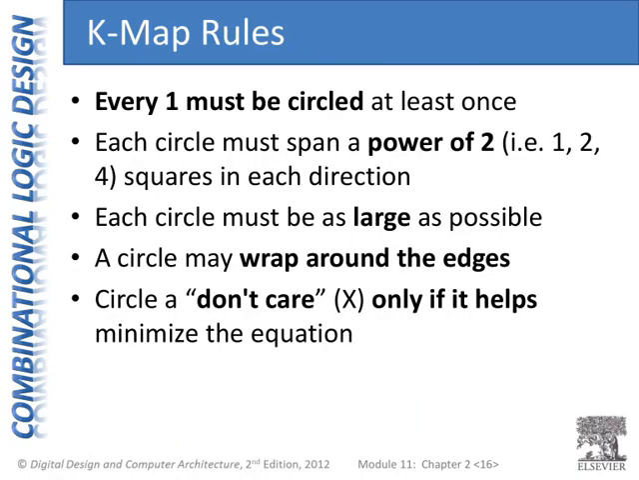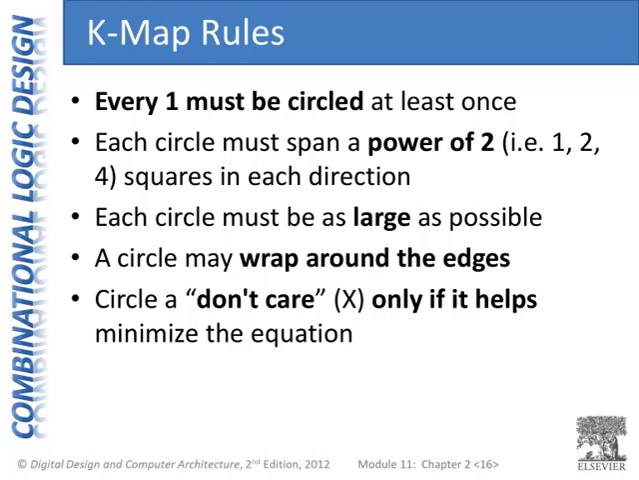So a quick review of our K-map rules. Every one must be circled at least once. It can be circled multiple times, but must be circled at least once. The only reason it would be circled multiple times is if circling that one multiple times helped you expand your other circles. So every one must be circled at least once.